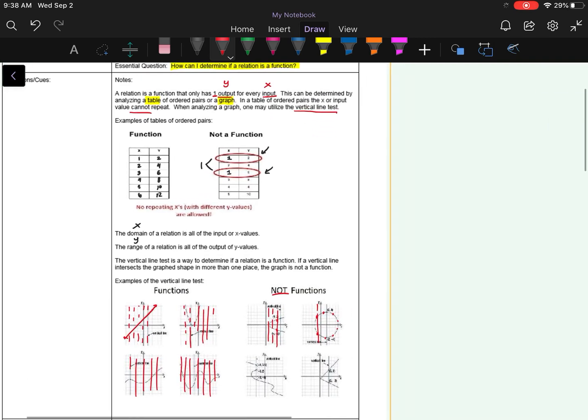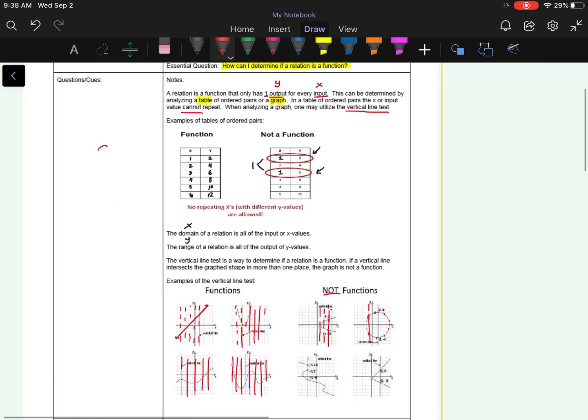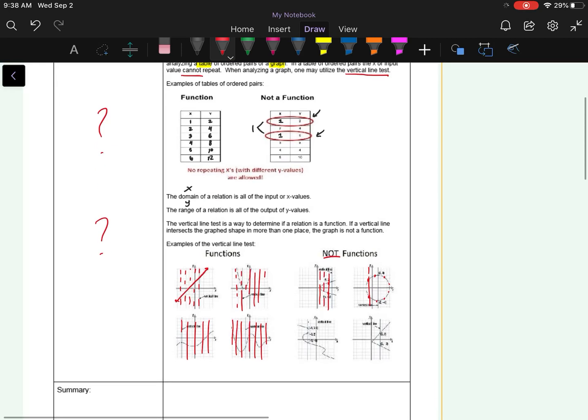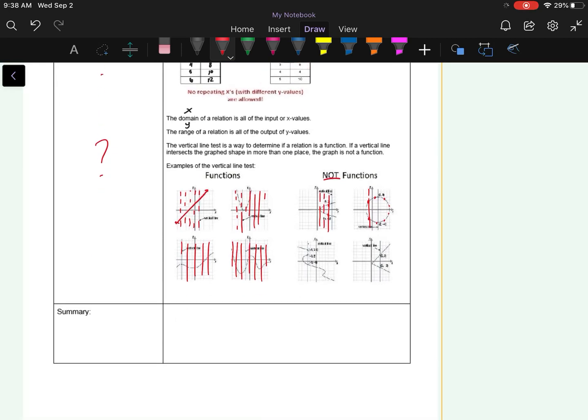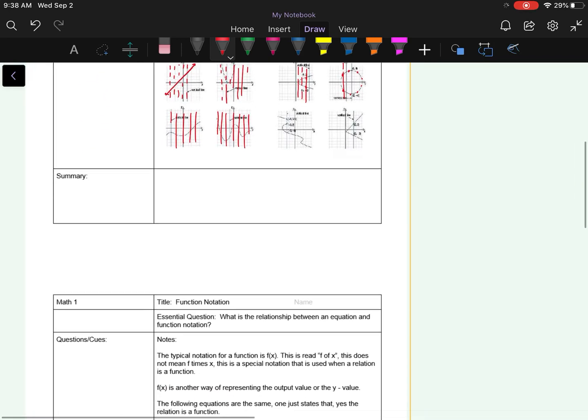Please be sure to add questions in the margins on this, and a summary using some of the key terms that we used in this video. I'm going to go ahead and move on to the next part.